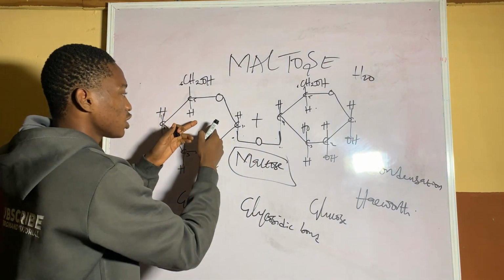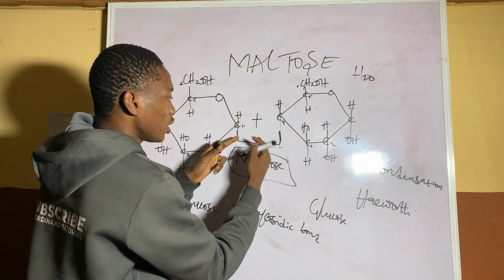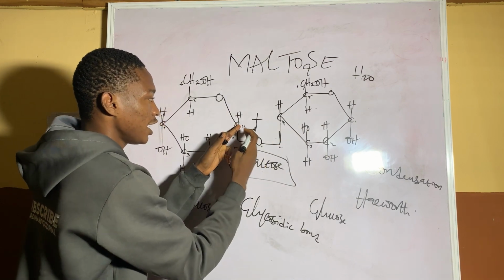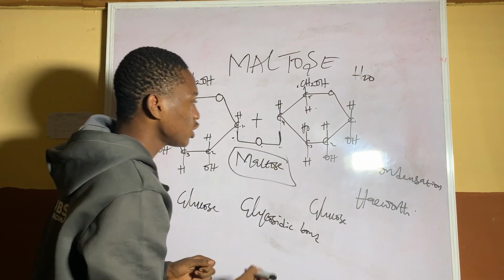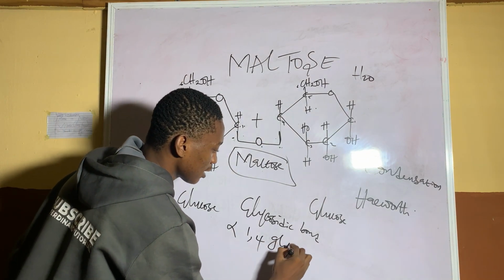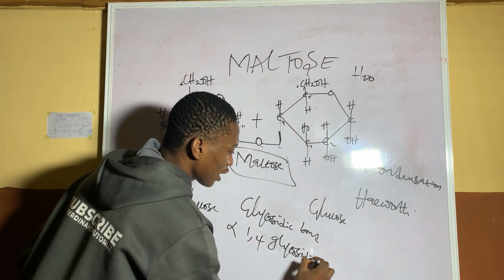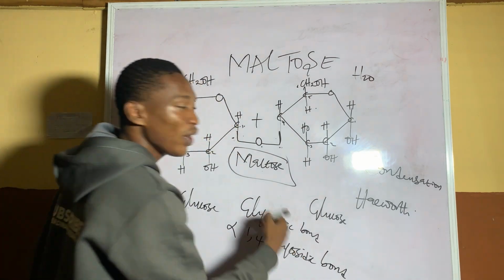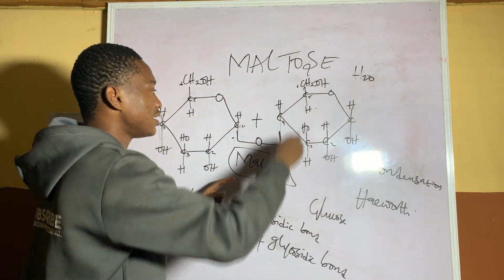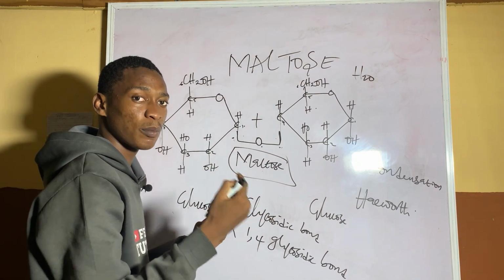I told you that this is glucose, glucose joined together through a bond called what? Glycosidic bond. This is where the bond is formed, in carbon 1 and carbon 4. So we call this bond alpha 1,4 glycosidic bond. Now, why is it alpha? Whenever the H is up and the OH is down, that particular carbon atom is what?